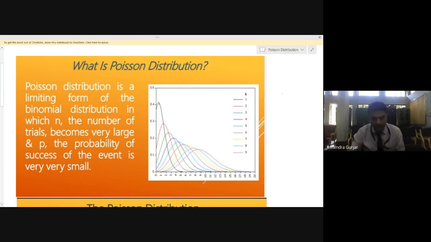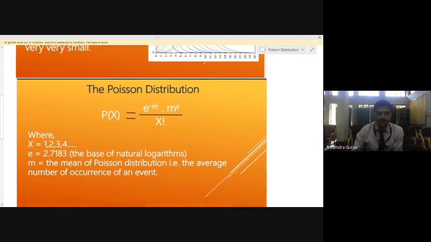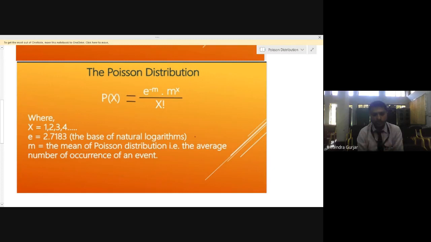These curved lines indicate that as m increases, the height of the curve decreases, friends. Okay, it's a very important formula, that is Poisson's distribution. P of x is equal to e raised to minus m into m raised to x divided by x factorial. Please remember this formula, very important, friends.